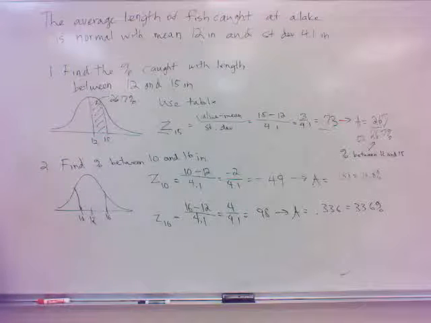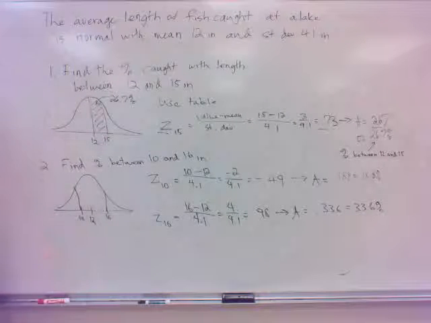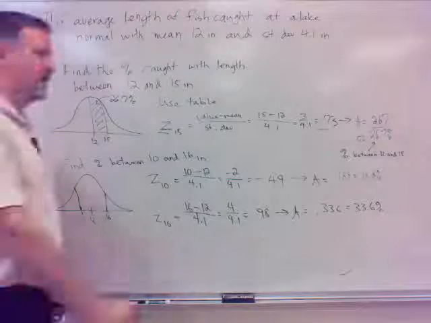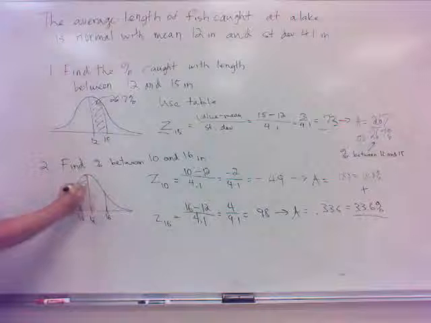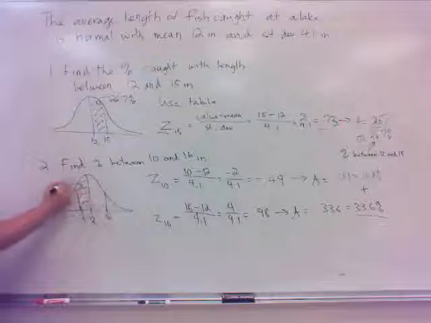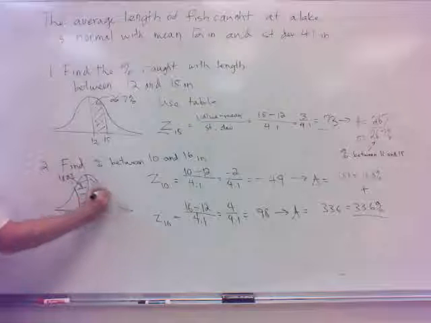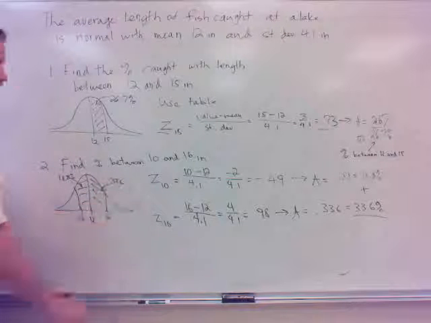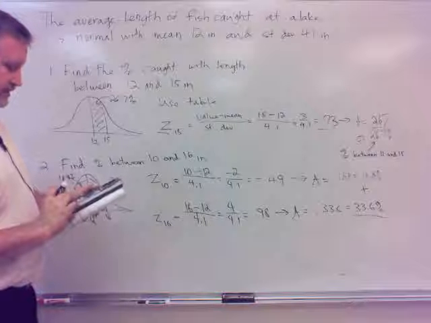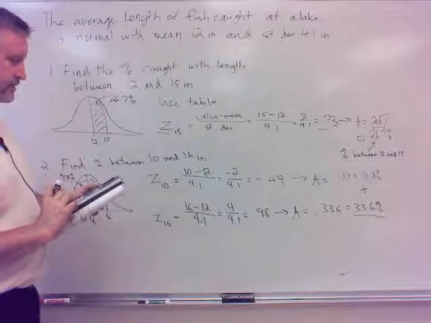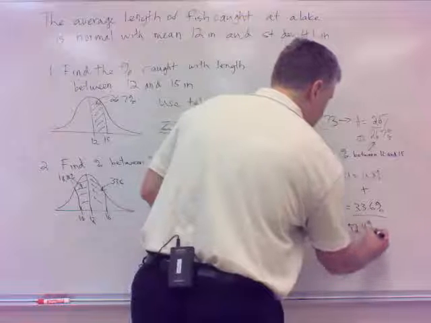Which are these? Well, 10's on the left, 16's on the right. They're on opposite sides of the mean, so we add them. What happens is this percentage is 18.8. This one is 33.6. So you just add them. 18.8 plus 33.6 is 52.4. Okay?